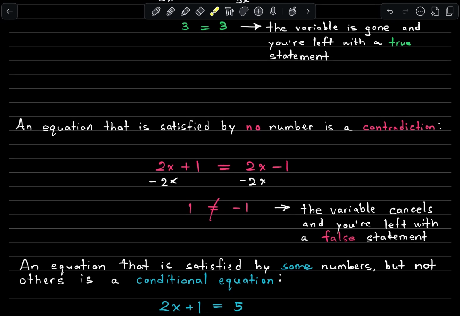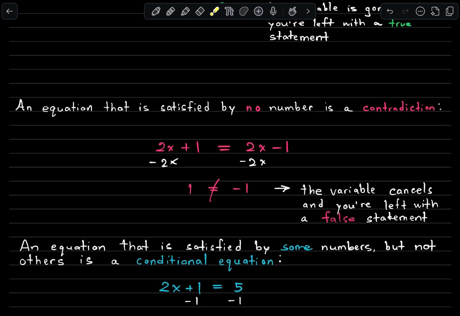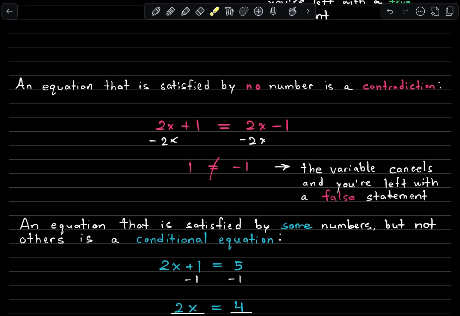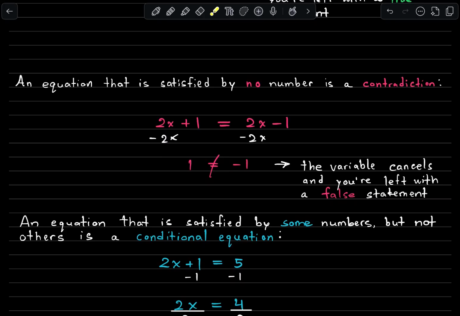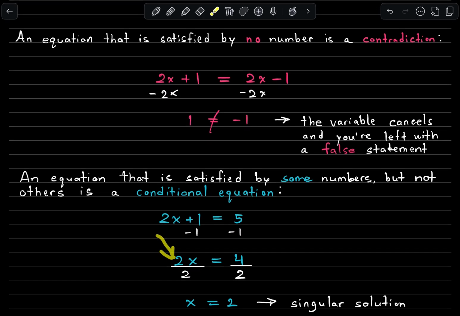So if you have something like 2x plus 1 is equal to 5, you subtract 1 from both sides. 2x is equal to 4. And go ahead and divide both sides by your coefficient. x is equal to 2. So you have a singular solution. It doesn't always have to be one solution. It could be 2, 3, so on and so forth.